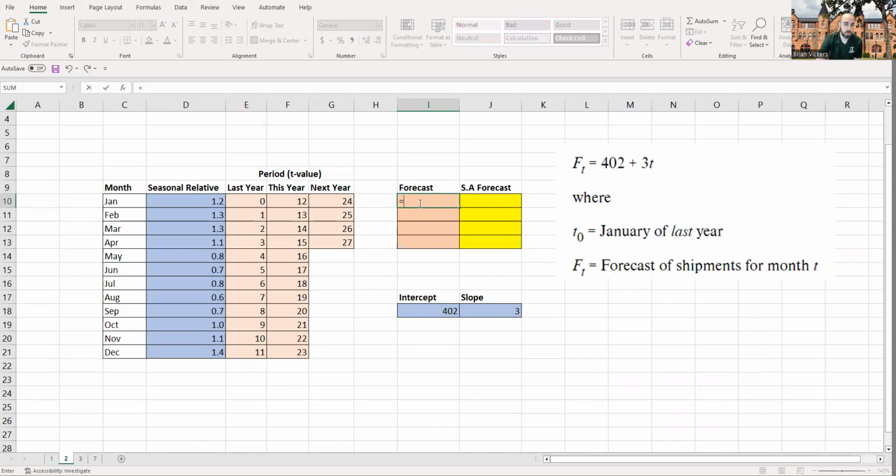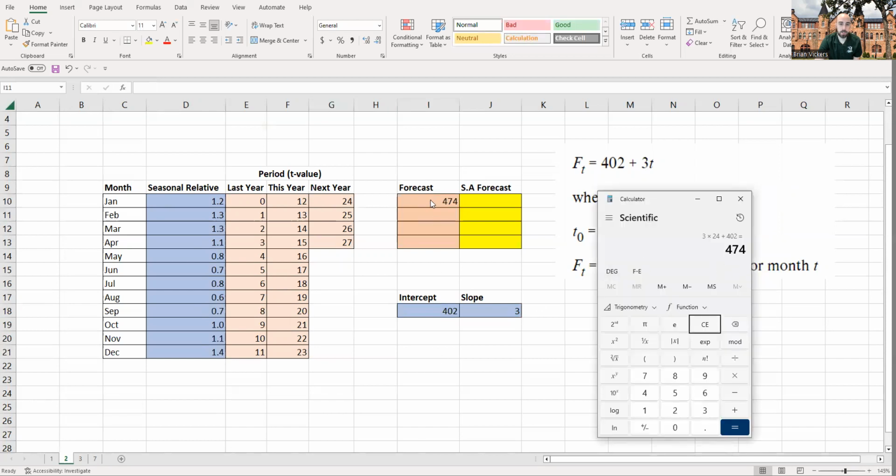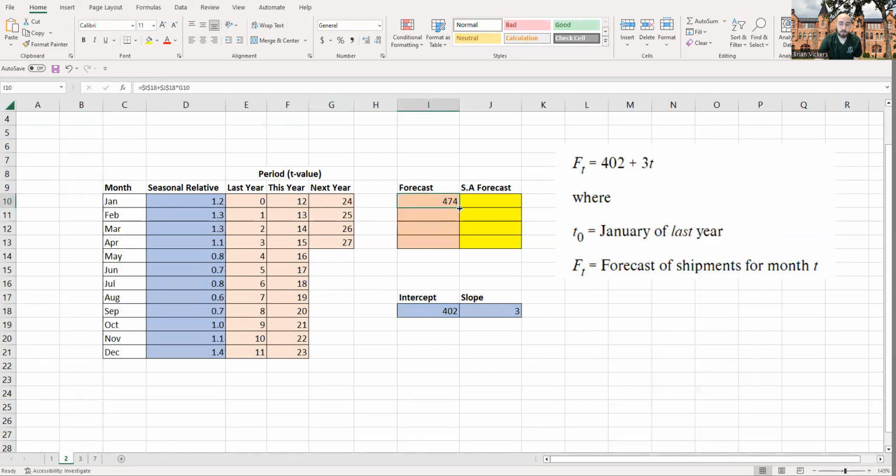Or I can do equals intercept, lock it in, plus slope, lock it in, times that period. You get 474, same number I got here, but because I did it one time correctly, I can copy it down and I get the forecast for all 4 periods.